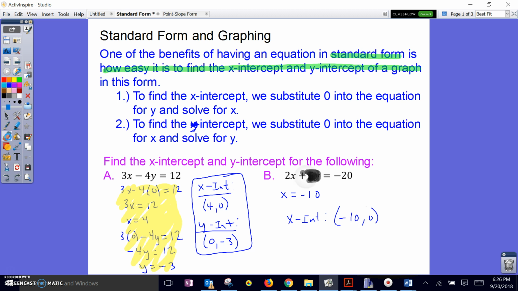And then same thing, only in reverse. When we're finding the y-intercept, we're going to put 0 in for x, which gets rid of that term. And now I have 5y equals negative 20. So divide both sides by 5, and I get y equals negative 4. And so my y-intercept is going to be 0, negative 4. Alright, so that's how we find the x and y-intercept in standard form.